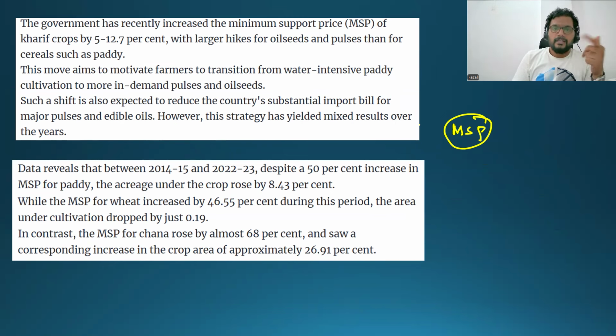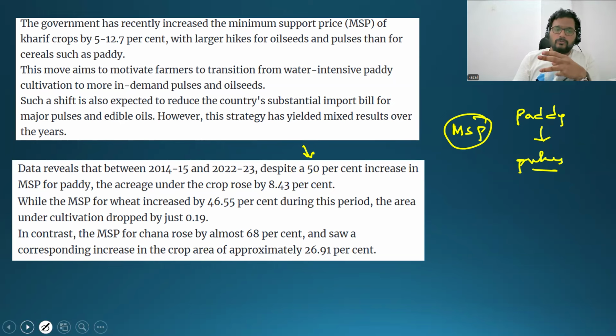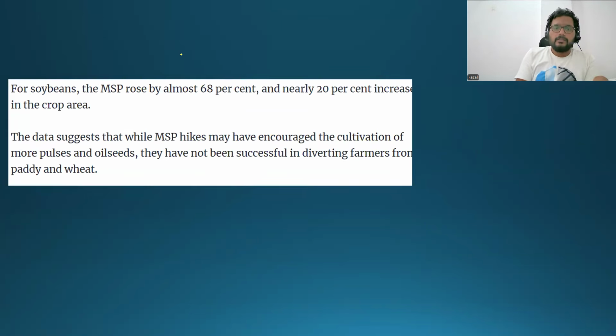So that's the reason the increase in the MSP also made the farmers go from water-intensive paddy to more in-demand pulses. That's why they are moving from paddy to pulses. Now, a 50% increase has been given in MSP for paddy, and the aggregate area under the crop rose by 8.43. But overall, they are giving more MSP for chana, dal, etc., making people go for such kind of crops. For soybeans, the MSP has increased almost 68%, nearly 20% increase. So I have written here what the need is, etc.